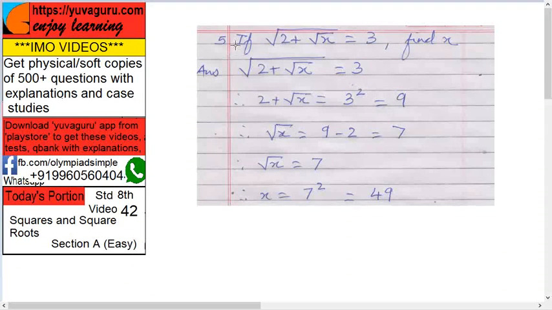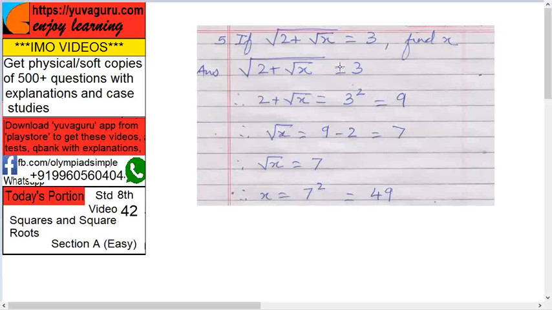Let's start. If square root of 2 plus root of x equals 3, find x. See, this square root is for the whole expression, right? So let's start. Square root of 2 plus root of x equals 3. Now we'll have to solve this. So remove this square root. Now, removing this square root means what? Square both the sides. So this square root goes and this becomes 3 square, that is 9.